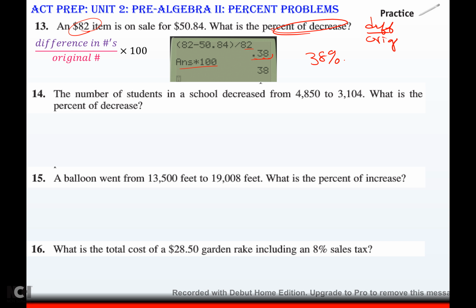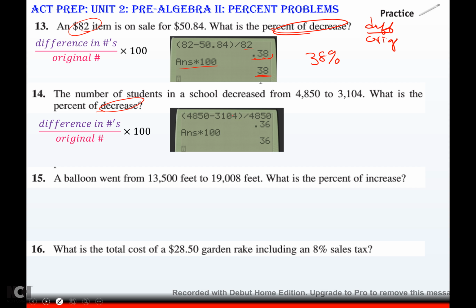Alright, so then I'm going to do 14. It says the number of students in a school decreased from 4850 to 3104. What is the percent decrease? Again, that's my difference in numbers divided by original, and then move it twice to turn it to a percent. So if I do my difference with parentheses carefully, it started at 4850, so that's my original, is 0.36, multiplied by 100 to turn it into a percent, and I get 36%.